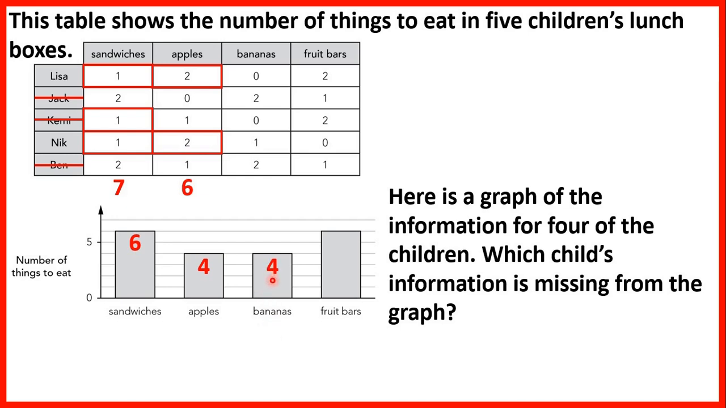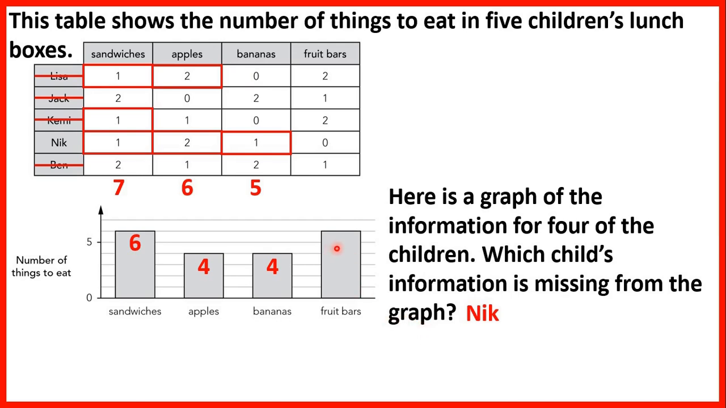We have 4 bananas on our bar chart, but 0 plus 2 plus 0 plus 1 plus 2 is 5, and 5 is one more than 4, so that means it must be Nick, because Lisa has 0 bananas. So we know that Nick's information is missing from the graph.